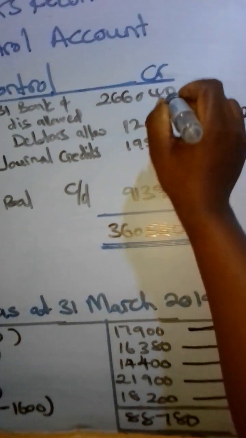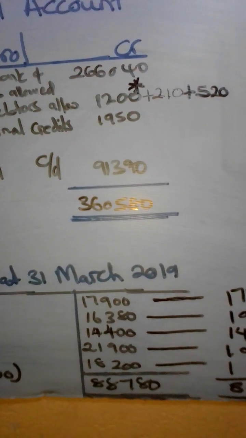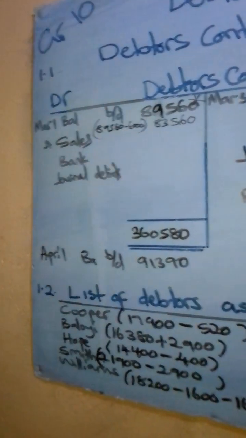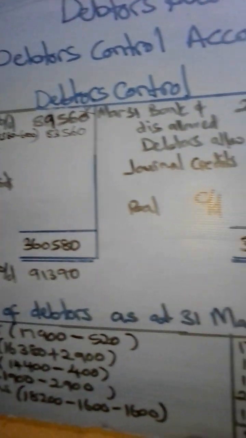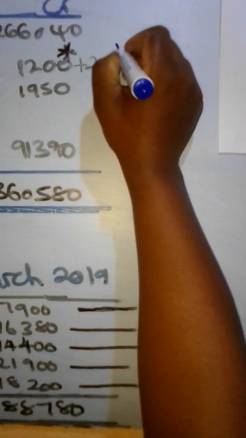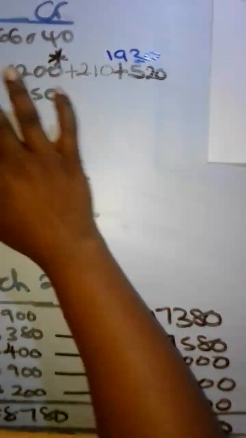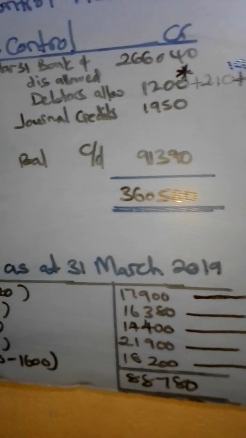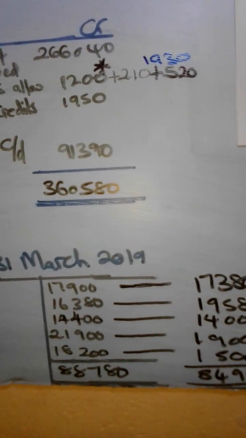The debtors allowances, remember this amount is the one that was wrong. Wherever I put a star, that was the wrong amount. And then now the correct amount, let me use a different color. The new amount for our debtors allowances is 1,930. 1,930 is the correct amount for our debtors allowances. Okay, and then we also have an adjustment.